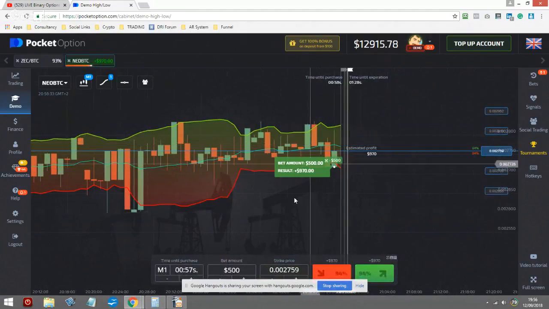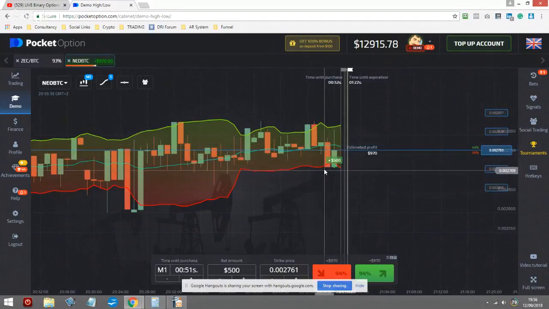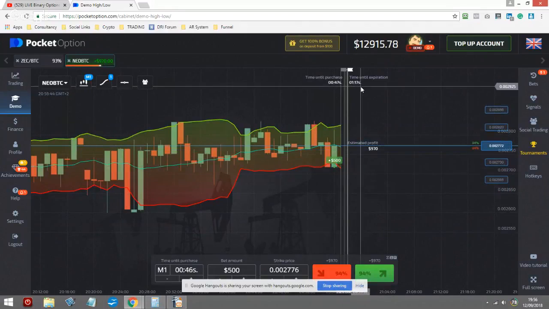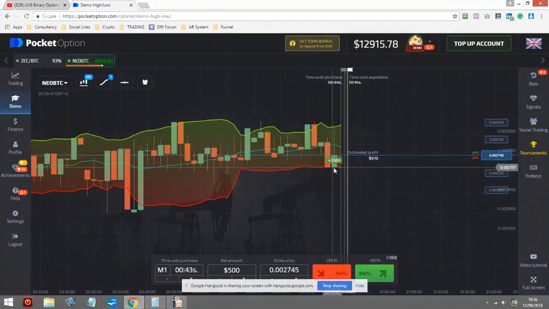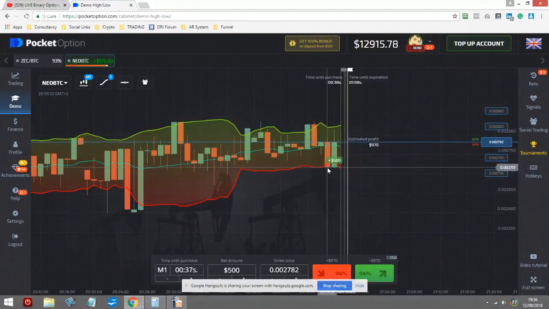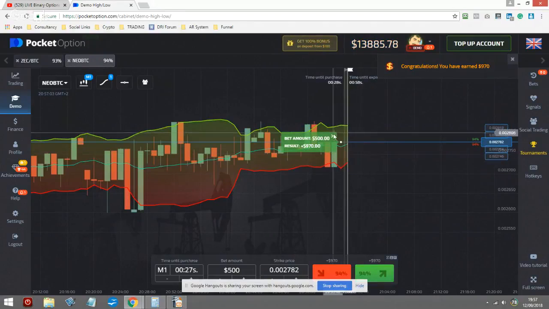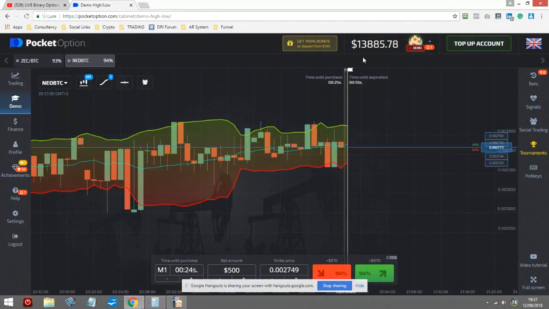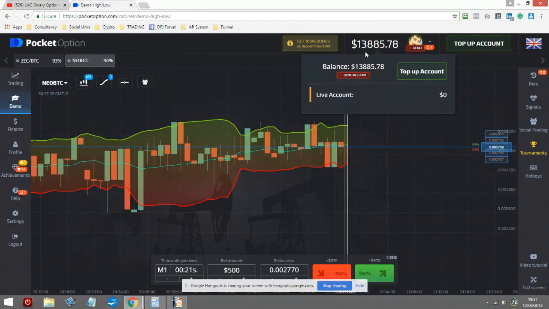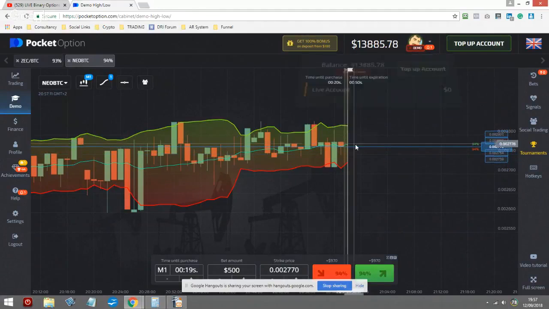So let me just get rid of that. So what I did here, very quickly, the candle was coming down here. We keep an eye on this, got to about 3 or 4 seconds, and I placed an up bet because our system tells us that if the price comes below the Bollinger Band, we think that the price will automatically go back up, which it appears to have done. And obviously we now won another $970. So we started off with, I think it was 12,900.